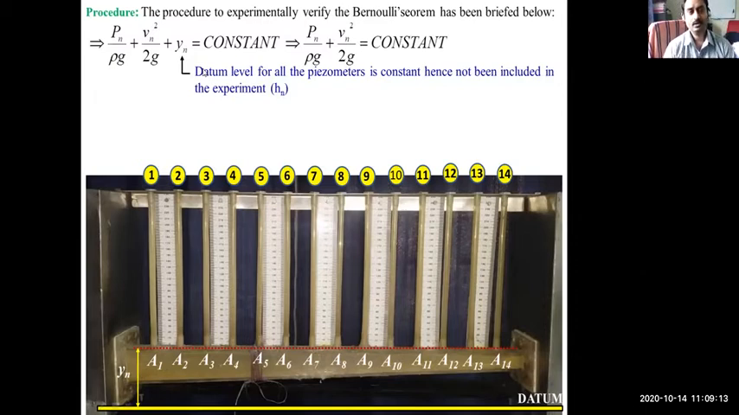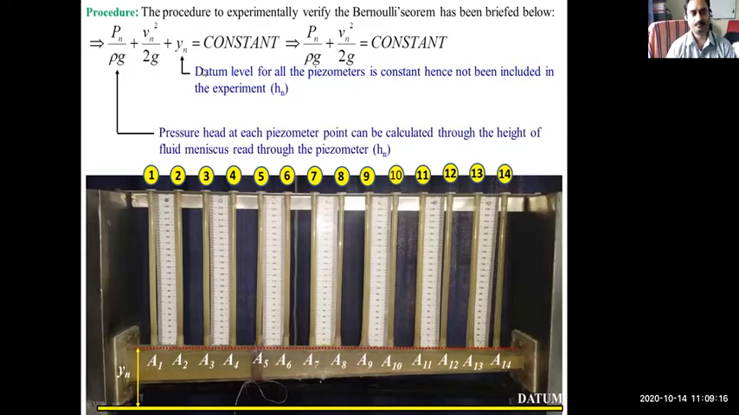Now coming to the pressure head. Pressure head at each piezometer point can be calculated through the height of the fluid meniscus read through the piezometer. That's called Hn. How do we do that? When you start the experimental setup, you allow the water to flow from the reservoir. I have shown there was a reservoir and a pump. That pump makes the water flow from the reservoir to the inlet tank, which you can see on the right hand side. From the inlet tank, the water will flow to the outlet tank through this pipe of varying cross sectional area. So you allow it to flow for some time.